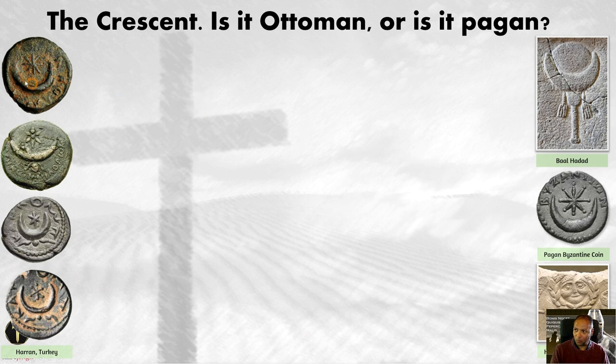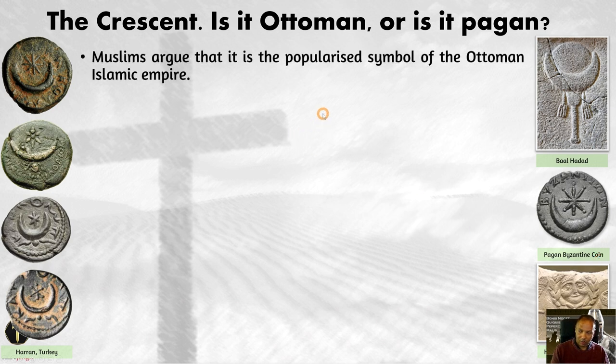You'll see a number of these coins from that region. Crescent and star, crescent and star, crescent and star. These are all from Haran in Turkey. Then you can see Baal Hadad, with a crescent and either a moon or sun symbol, crescent and disc. And then the pagan Byzantine coin, crescent and star, and then the Hittite crescent moon from the pagans. Now, Muslims argue that this crescent is the popularized symbol of the Ottoman Islamic Empire. However, we can see that this symbol goes back into BC, well before Islam was established, and they've borrowed this pagan symbol, which has a long history in that region.